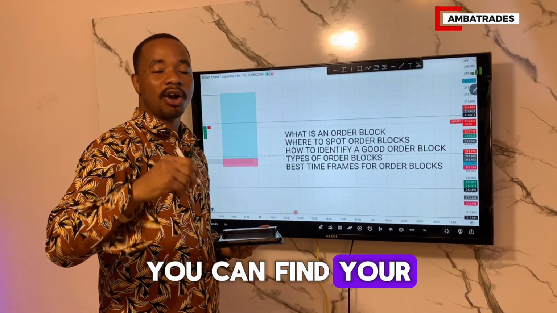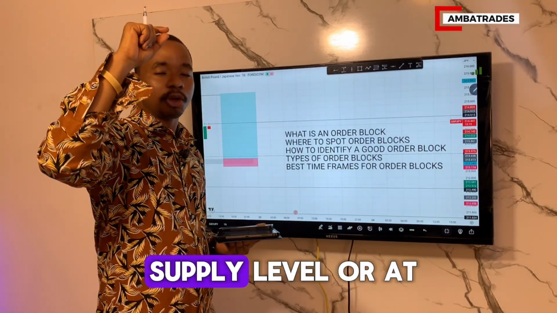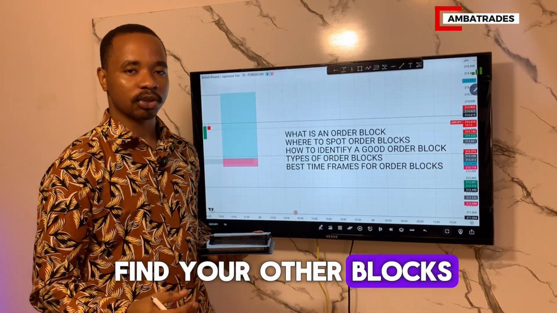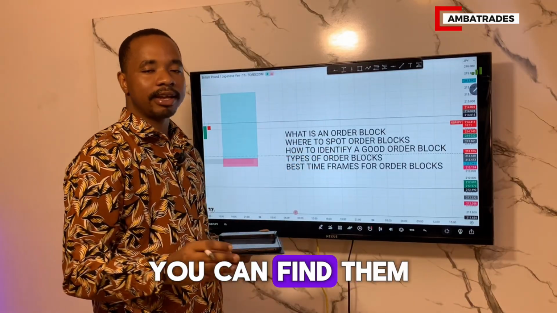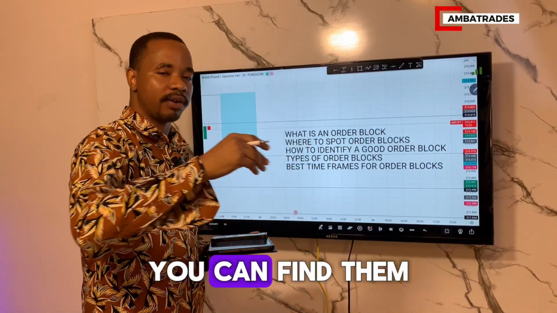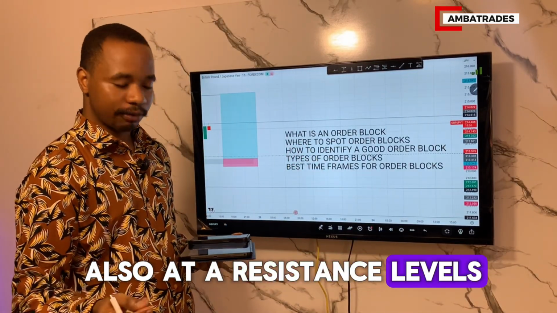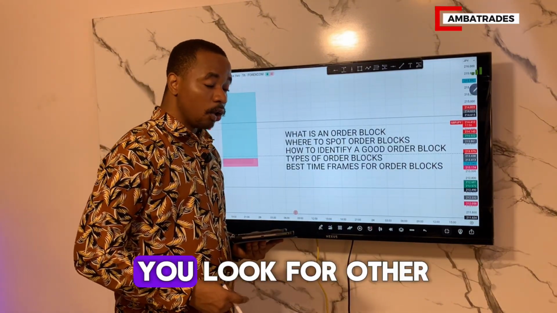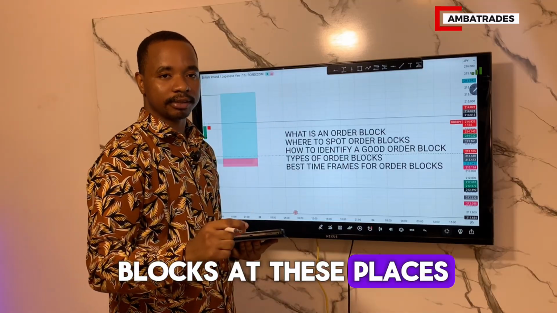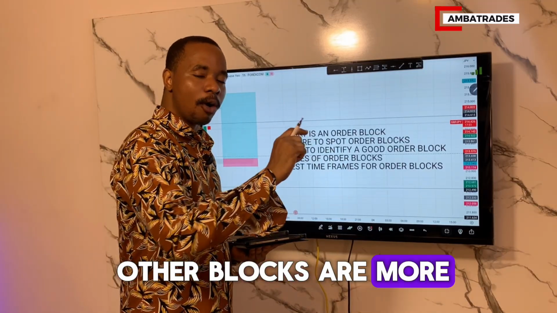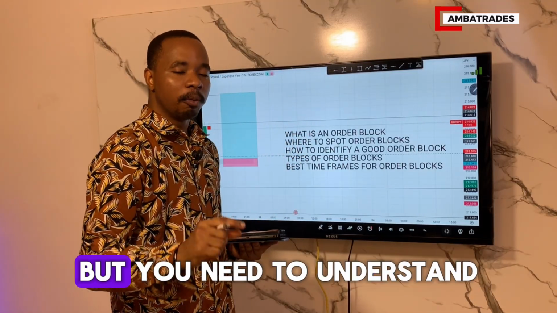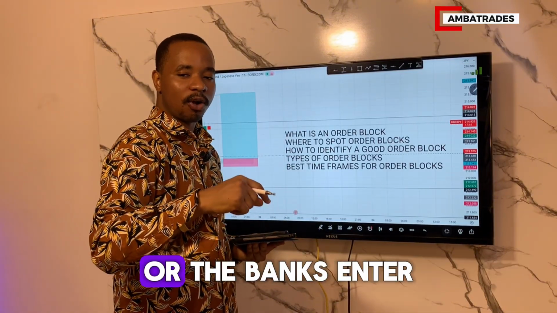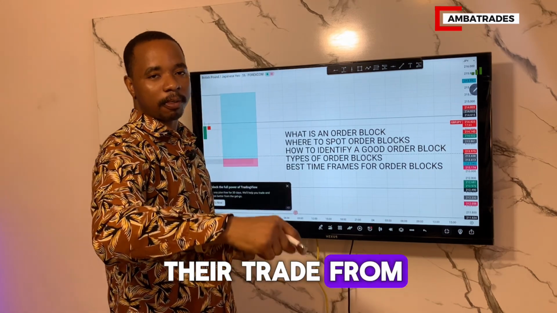Okay, so where to find an order block? Number one, you can find your order block at a supply level or at a demand level. This is where to find your order blocks. You can find them at a supply, you can find them at a demand, you can find them at support, you can find them also at resistance levels. So if you are going to the forex market, you look for order blocks at these places. Remember, I said that order blocks are many in the market. That means there are a lot of order blocks. But you need to understand where the institutional traders or the banks entered their trade from.